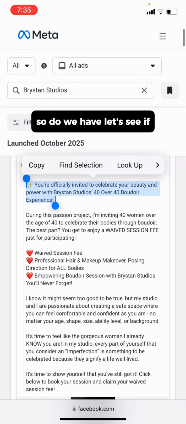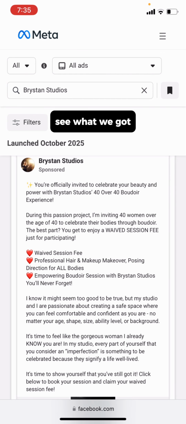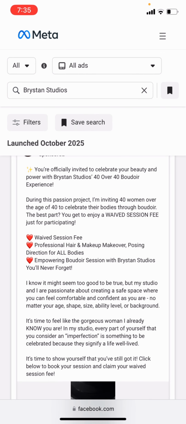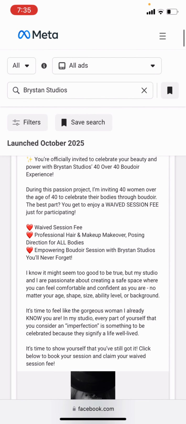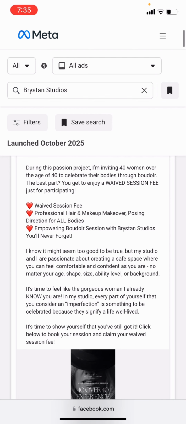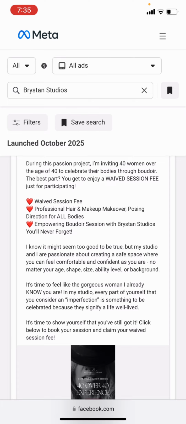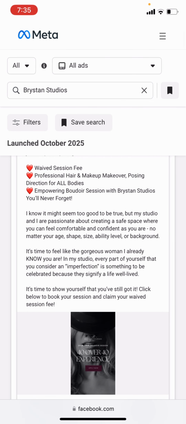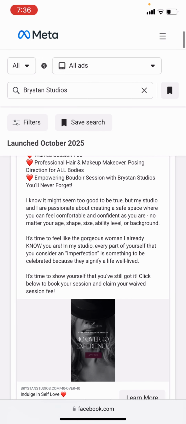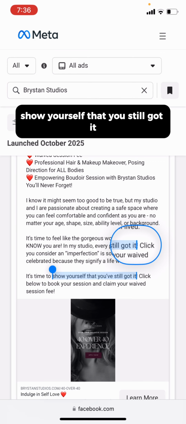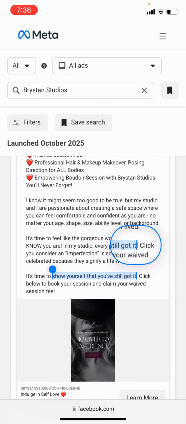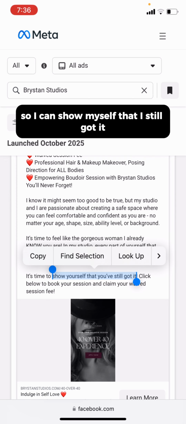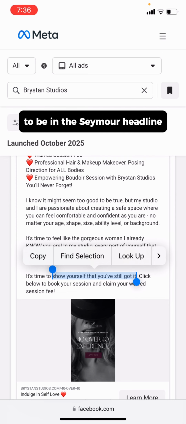So let's see if we have a story/narrative here. Let's see what we got. Okay, boom. Okay. Ooh, look at that. That's a good positive to be in the Seymour headlines. Show yourself that you still got it. I want the boudoir photo session so I can show myself that I still got it. Yeah, I could see that being a positive to be in the Seymour headline if it tests good.